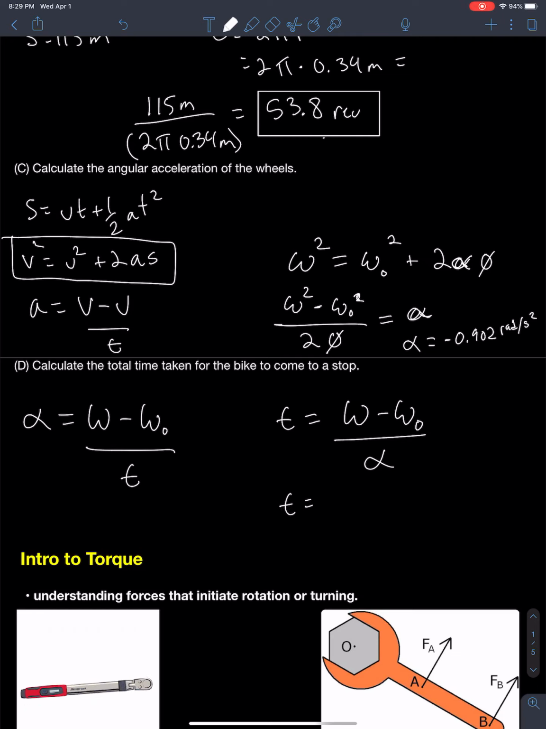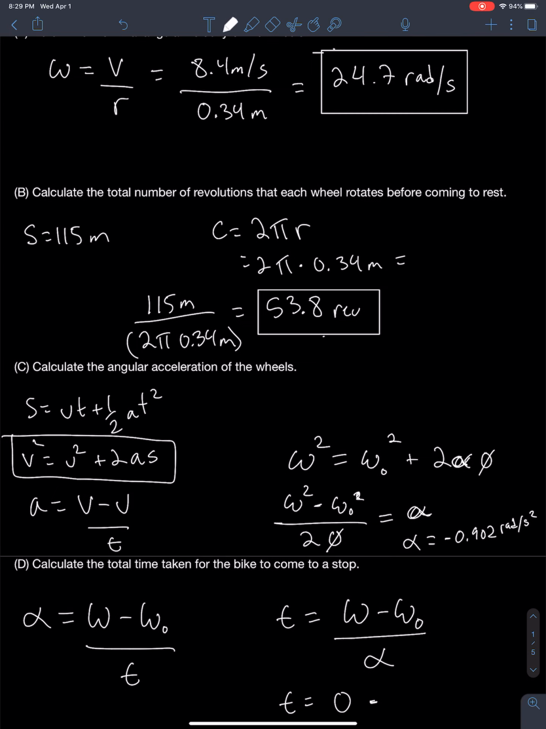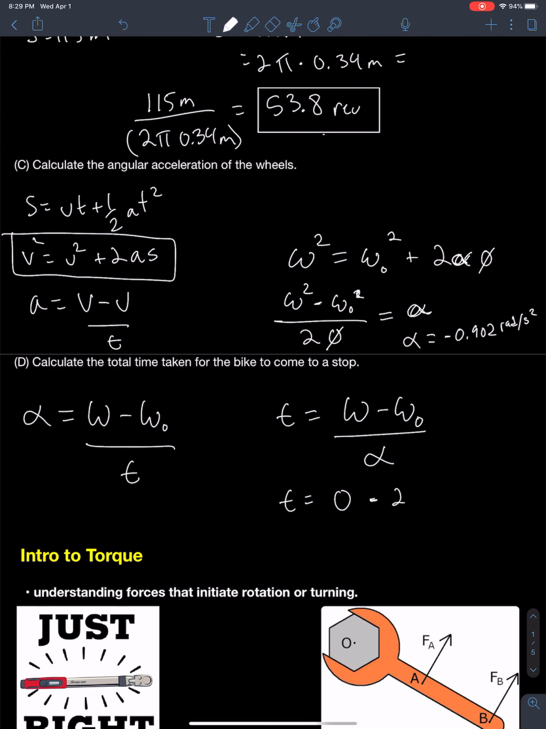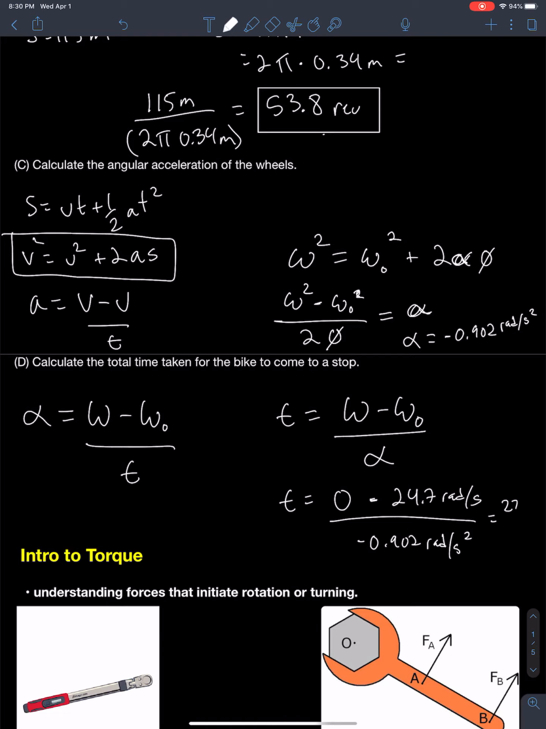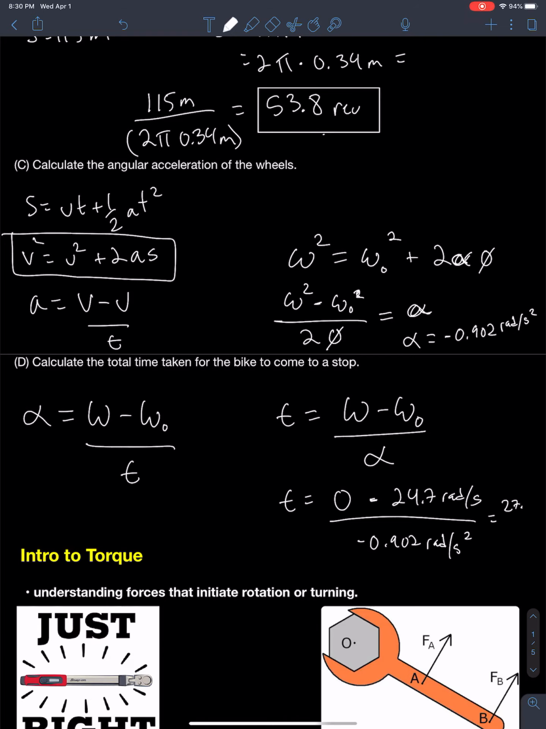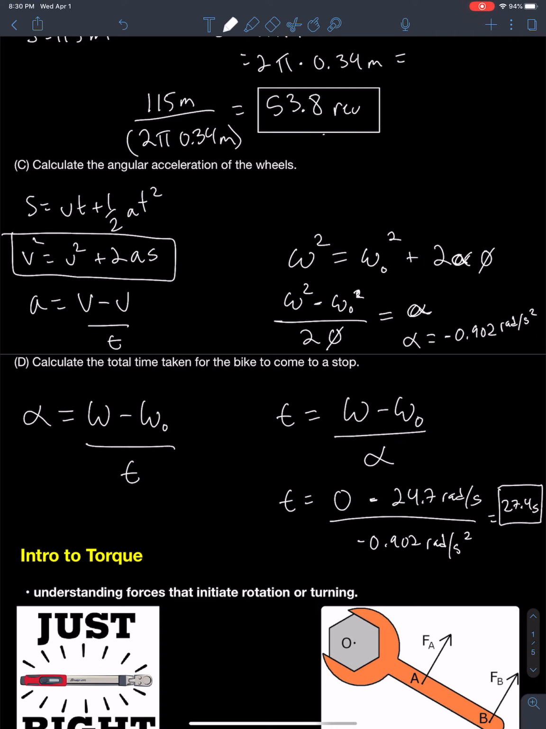So time is going to be equal to 0 minus 24.7 radians per second divided by negative 0.902 radians per second squared. And time is going to be equal to 27.4 seconds. That's interesting, kind of strange.